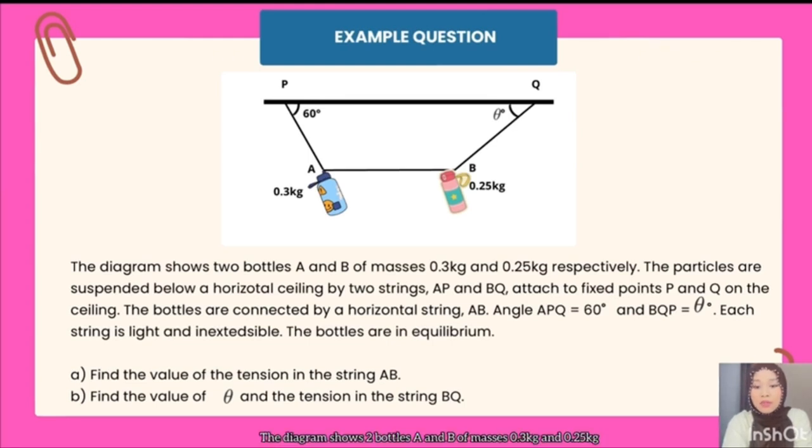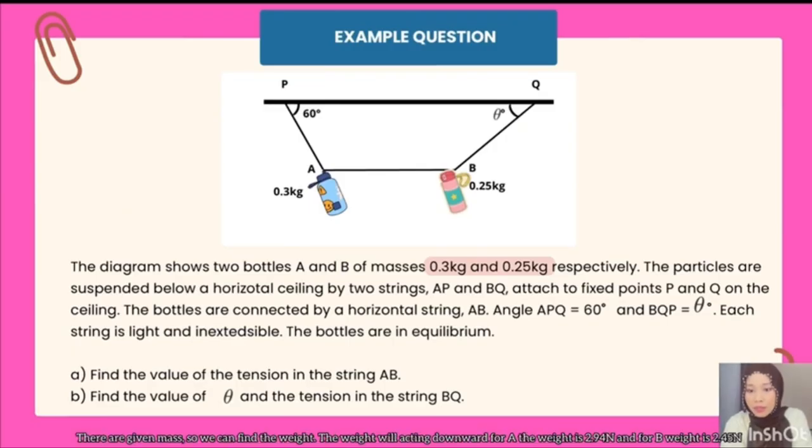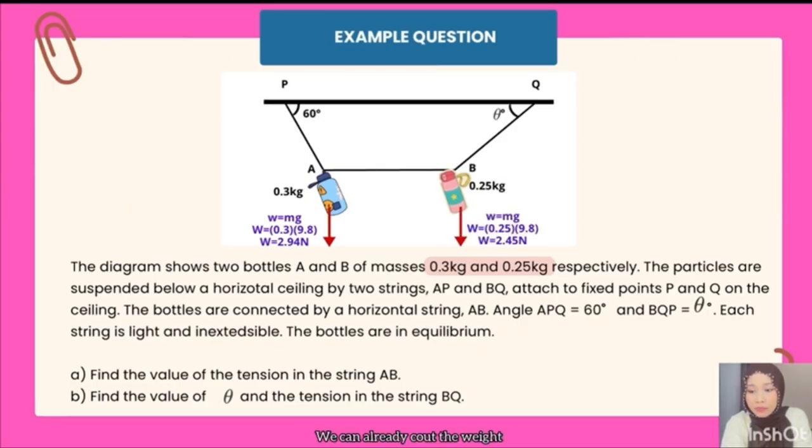The diagram shows 2 bottles A and B of mass 0.3 kg and 0.25 kg. They are given a mass, so we can find the weight. Weight is always acting downward. So for A, the weight is 2.94 Newton, and for B, the weight is equal to 2.45 Newton. We can already count it.